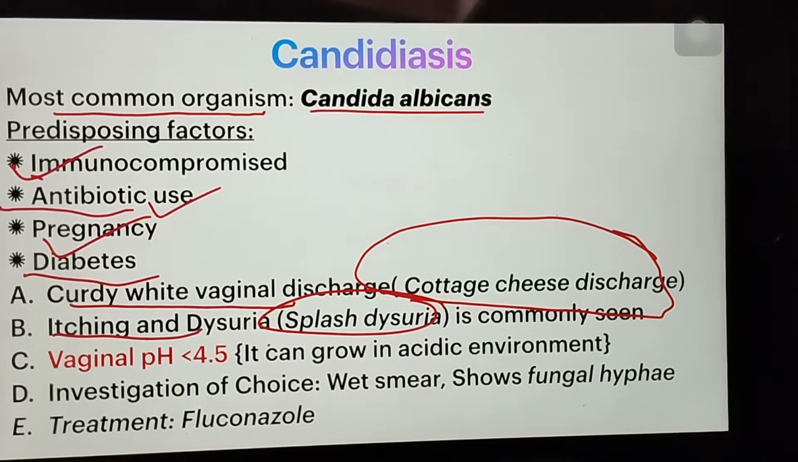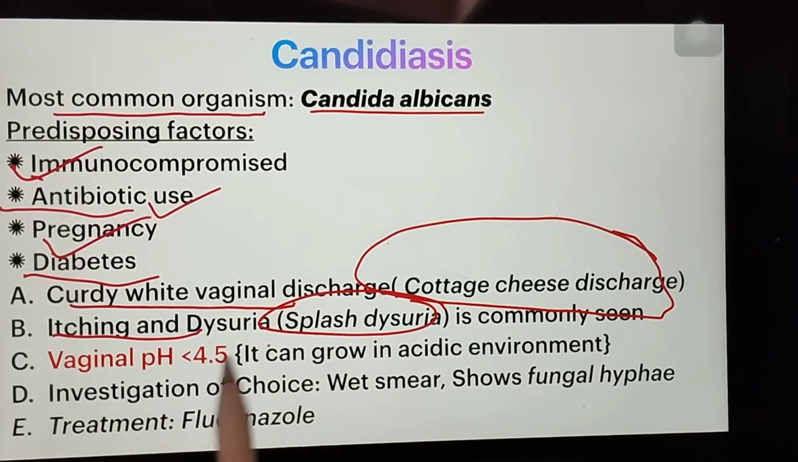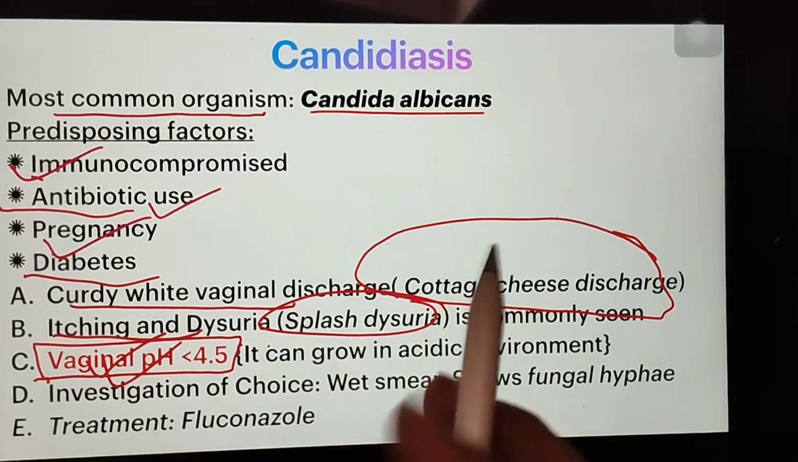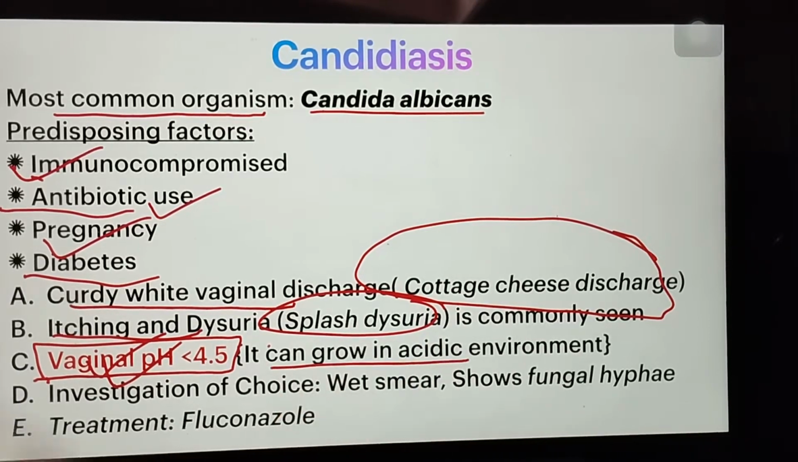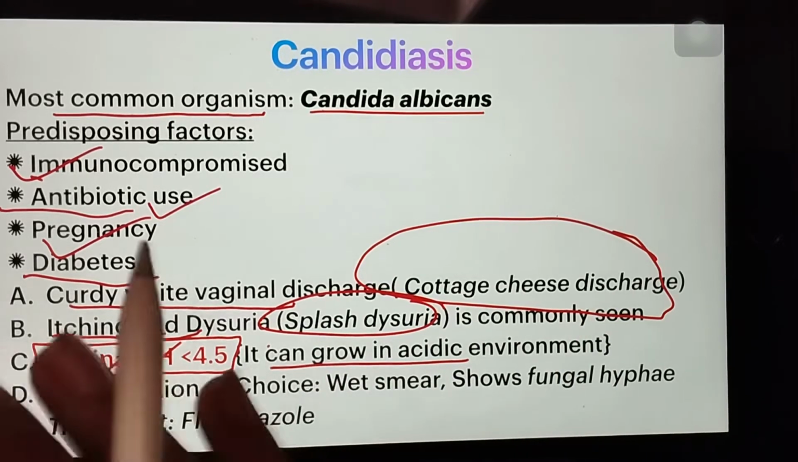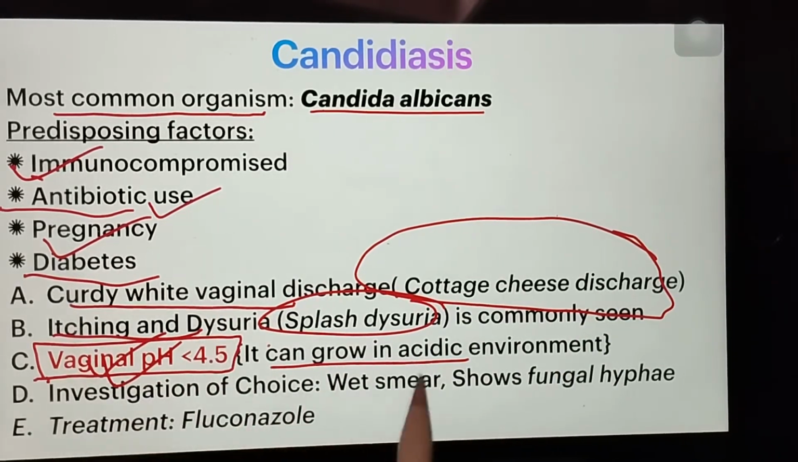So itching and dysuria are commonly seen. Candida can grow in acidic pH also, so it can grow at less than 4.5, the normal vaginal pH. So we can also find Candidiasis in normal vaginal pH. The investigation of choice is wet smear, which shows fungal hyphae, and treatment is fluconazole.